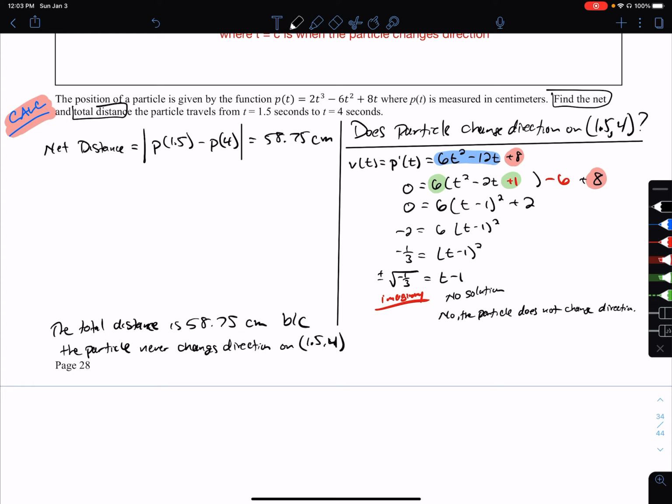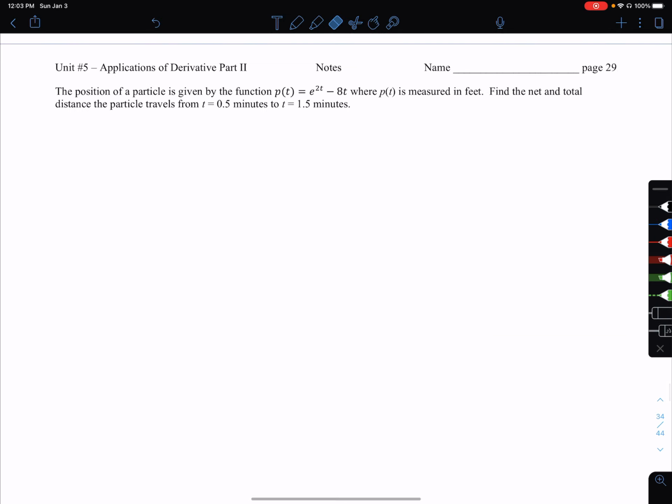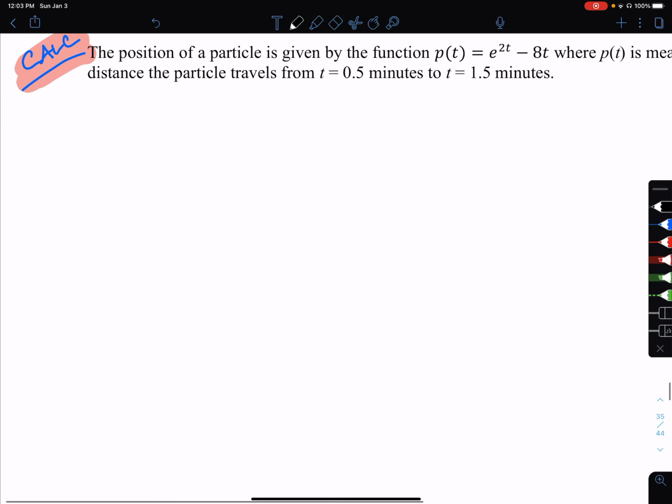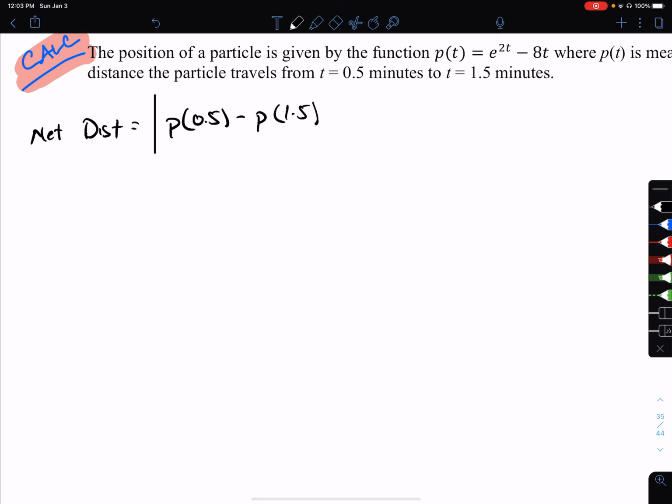All right, very good. First example, let's check out a second example. This one also is going to require a calculator. The position of a particle is given by a function measured in feet. Find the total and net distance of the particles. So very similar to what we just did, very similar function as well. To find the net distance, take the absolute value of the position at the beginning time minus the position at the ending time.